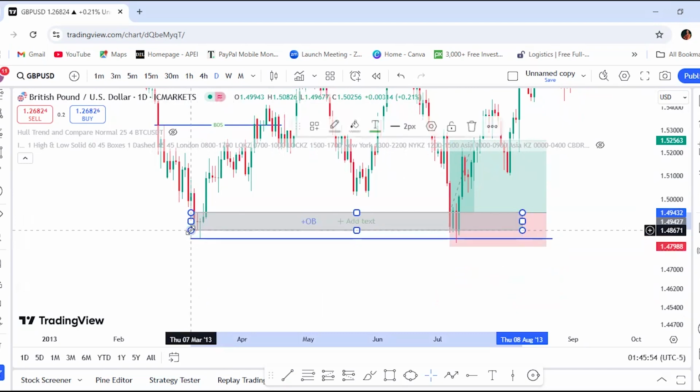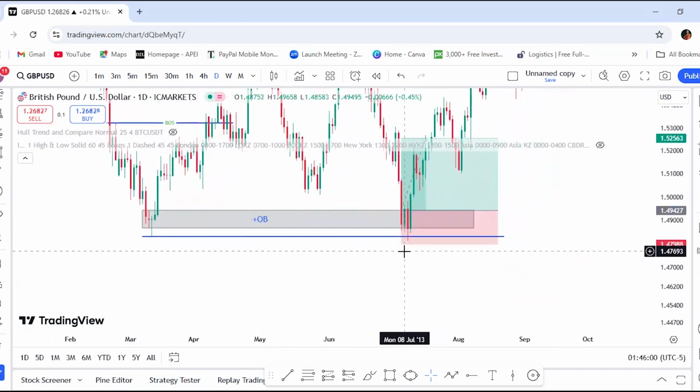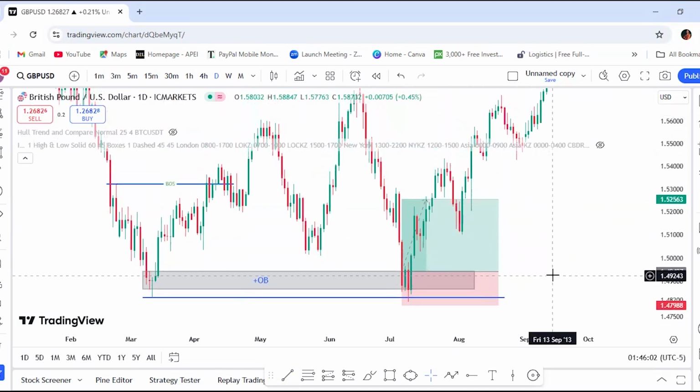But that might confuse you. So the best thing is to mark the order block itself. There you locate the order block. Then now identify the liquidity here. So you put your stop loss slightly below the liquidity level.